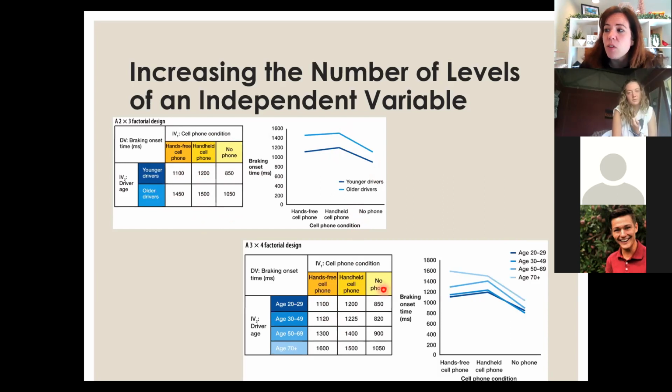Then you could do the same thing. You've got the 3 conditions for phone, but instead of splitting it by young and old, I have 4 divisions here of ages. And you could see that, again, they're represented in these lines. So you see how complex that can get quite quickly?